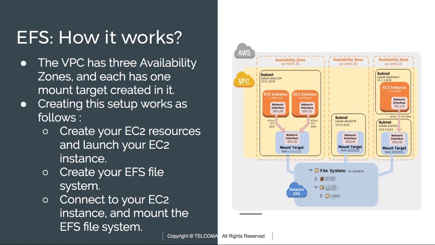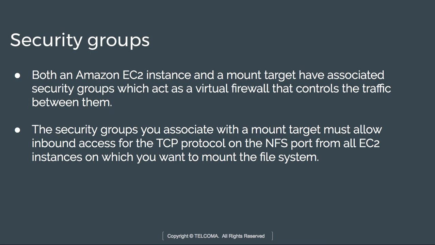Now let's discuss the security group. Each EC2 instance that mounts the file system must have a security group that allows outbound access to the mount target on the NFS port. So both an Amazon EC2 instance and a mount target have security groups associated with them. Security groups basically act as a virtual firewall and control the traffic between them.